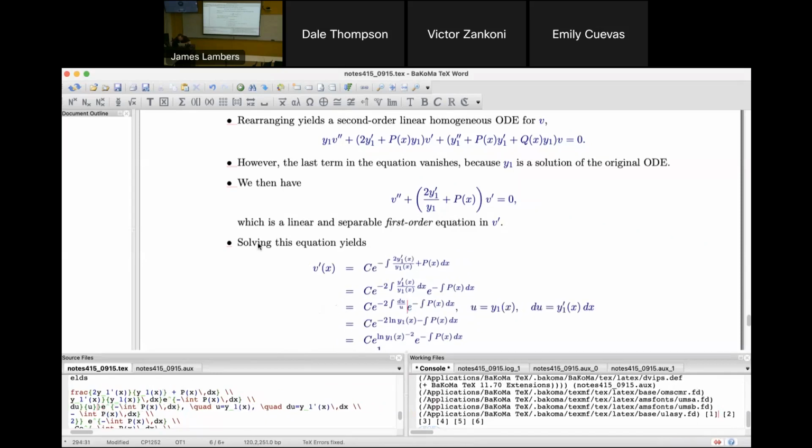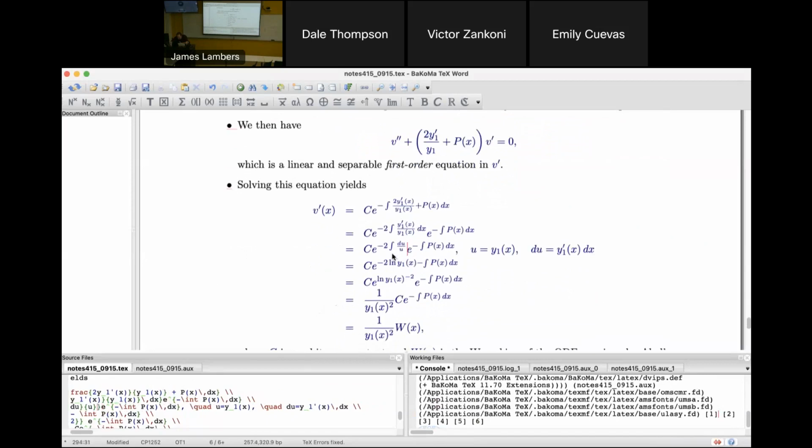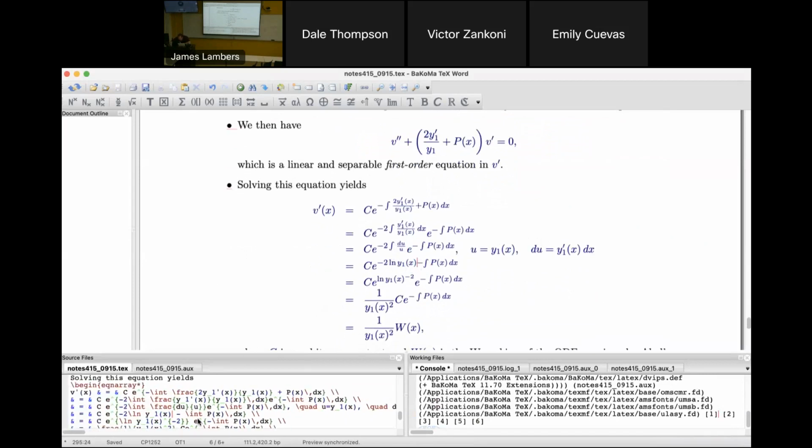But this integral evaluates to the natural log of u, which is the natural log of y1. Okay, and then I still want this separated.